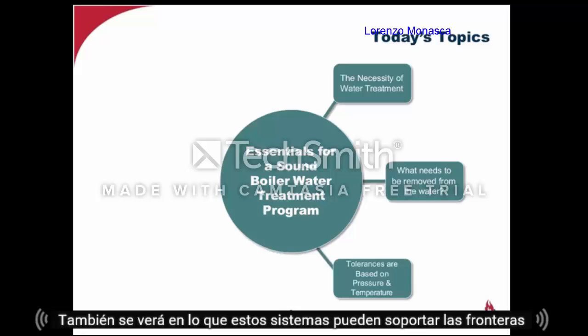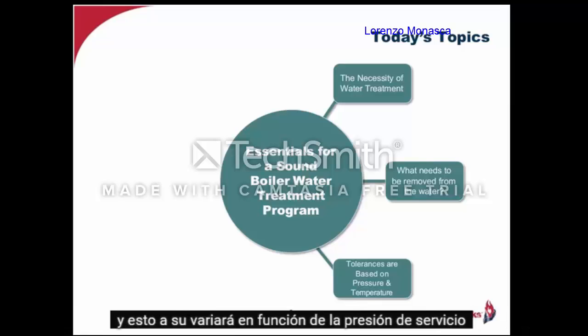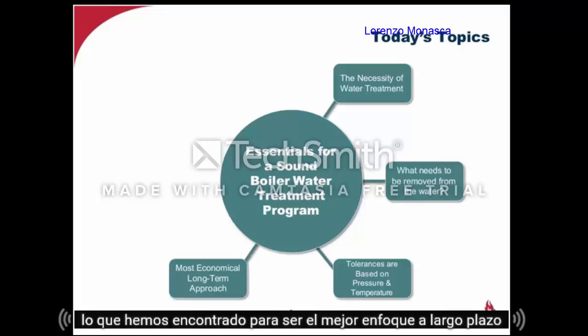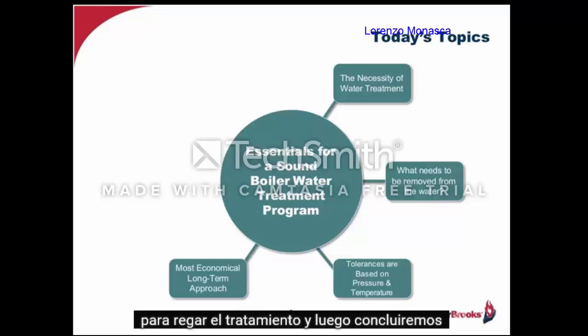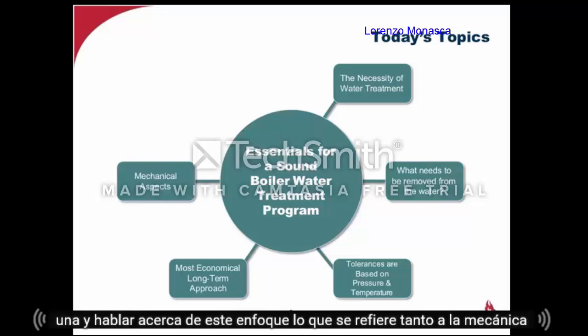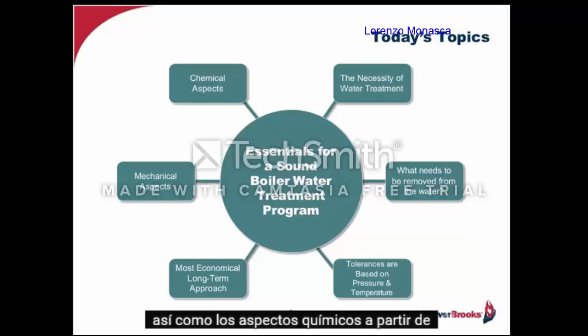We'll also look at what these boiler systems can withstand in terms of dissolved minerals and gases without being compromised. And this will vary based on the operating pressure of the boiler and the temperature. Then we'll discuss what we've found to be the best long-term approach to water treatment. And then we will conclude and talk about this approach as it relates to both the mechanical as well as the chemical aspects.